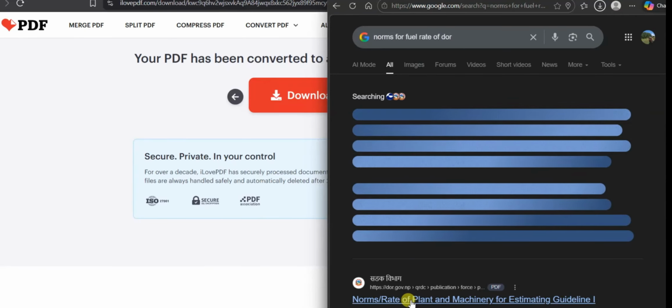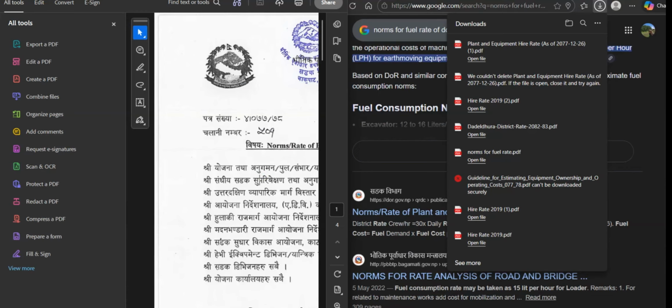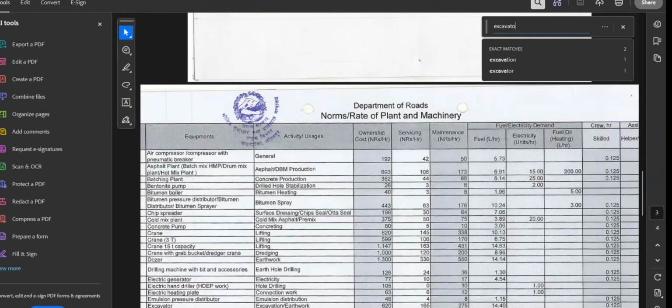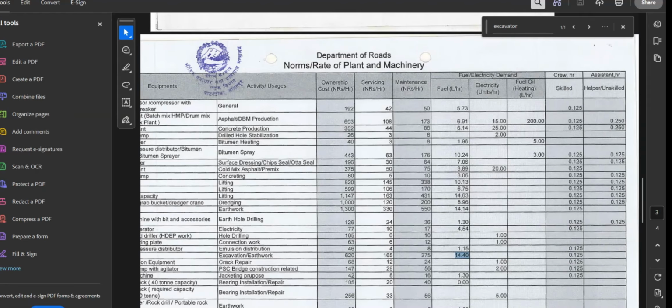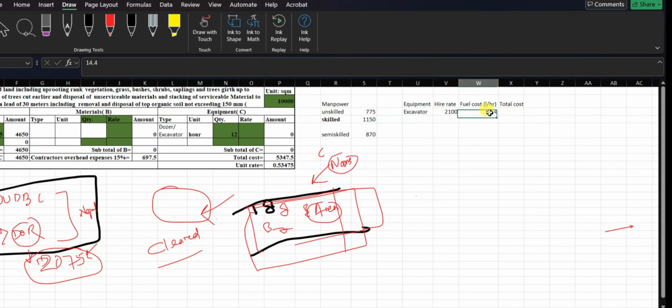Or norms for plant and machinery. So you go through the norms for rate of plant and machinery. You go to here, and over this you can see what the fuel cost is. We are using an excavator, and there we have the fuel cost, right? Everything is there, right? 40 is the fuel cost, this is liters per hour. So in 1 hour, 14.4 liters of fuel consumption is there. You can convert that into its equivalent amount as well.